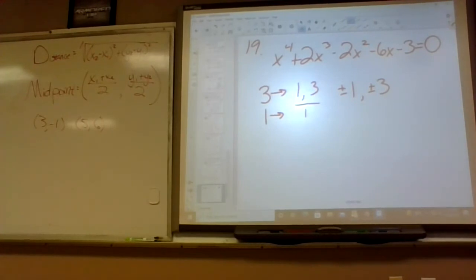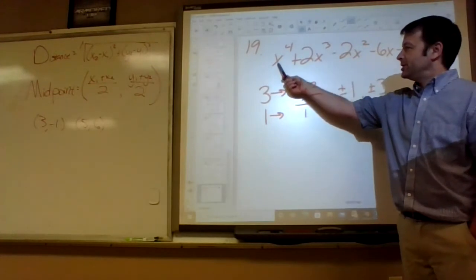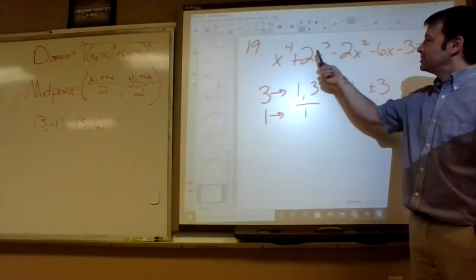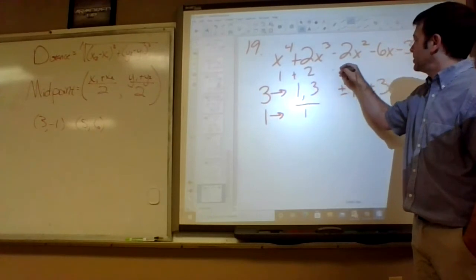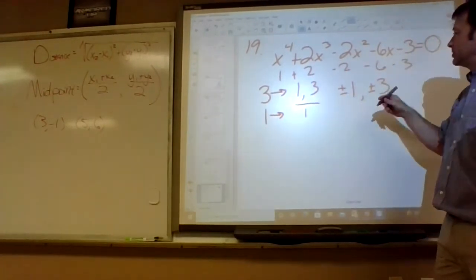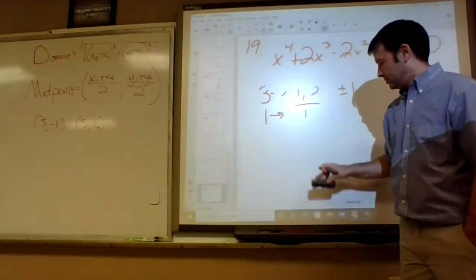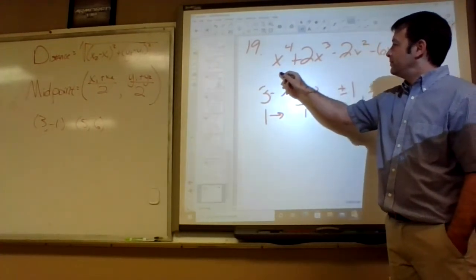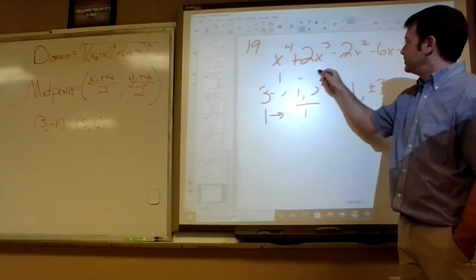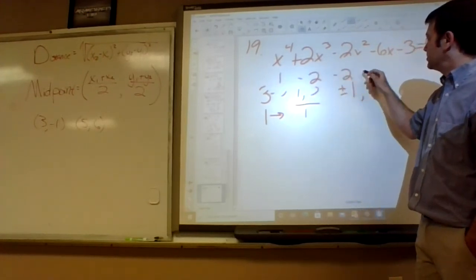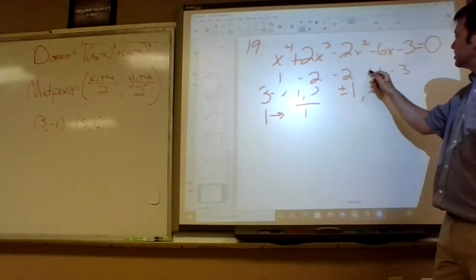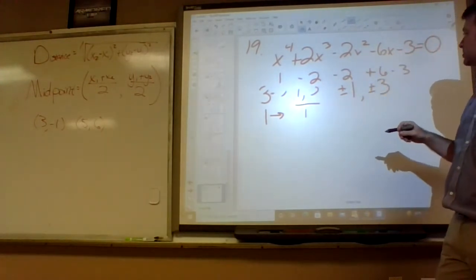Let's try it. We need to write out all the options. We always start with 1 because it's easiest. If you plug in 1, it just turns those x's into 1s. So that would be 1 plus 2 minus 2 minus 6 minus 3. No, that didn't work. Try negative 1, since that doesn't work at 1. Okay, negative 1 to the 4th is 1. This would be negative 2. This would be negative 2. No, that doesn't look good either.